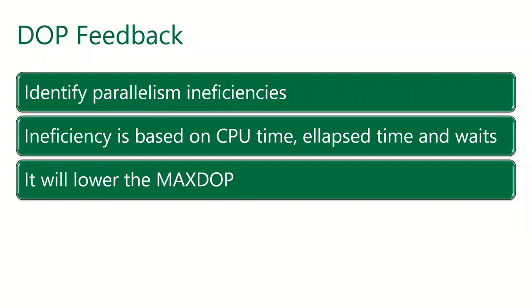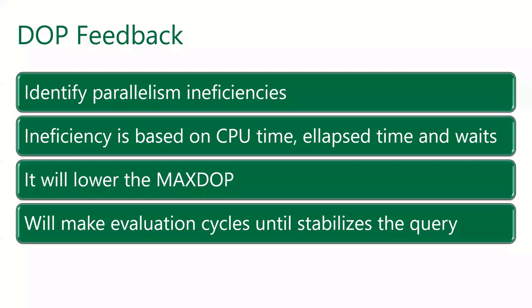And it will lower the max DOP. It will not increase the max DOP. It will lower the max DOP. That's the idea. So if the max DOP is not well configured, SQL Server will identify that the queries could perform better with a lower max DOP, and it will lower the max DOP automatically.